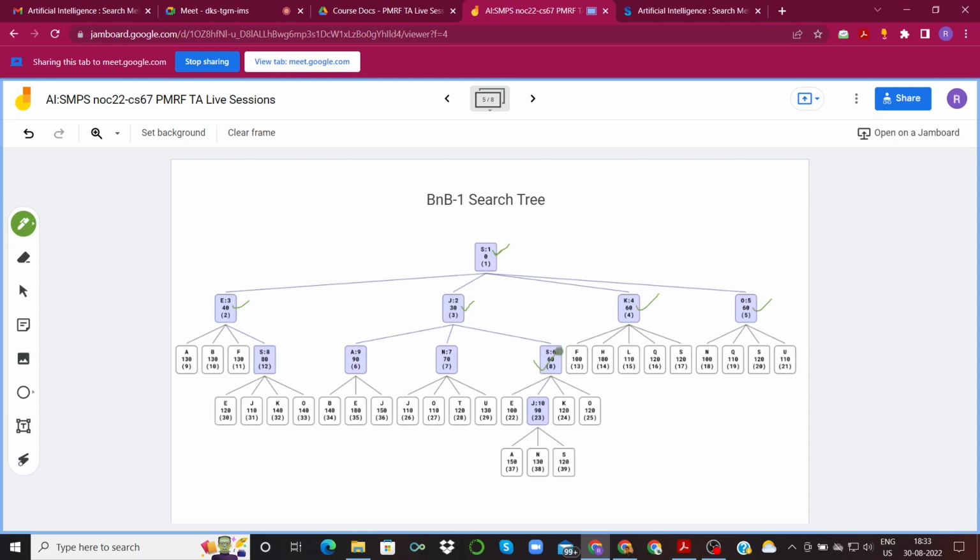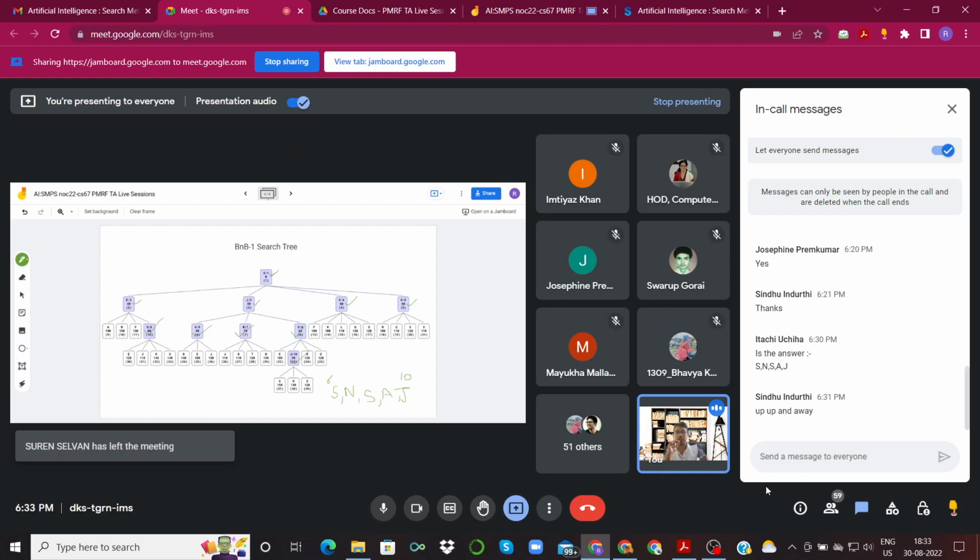So S would be the 6th, N would be 7th, again S would be 8th, A would be 9th and J would be 10th. So our answer, as one of your friends suggested in the chat, would be S, N, S, A and then J. These are the nodes in sequence 6th to 10th that our question had asked. So I'll just give you a moment to have a look at the search tree and convince yourselves. And if you have any doubt, just let me know.